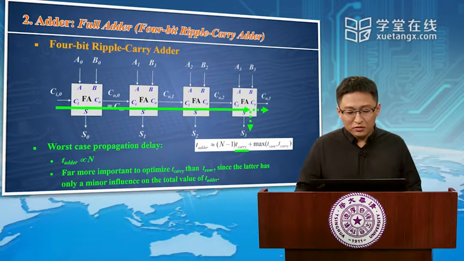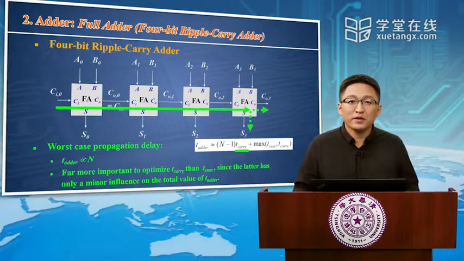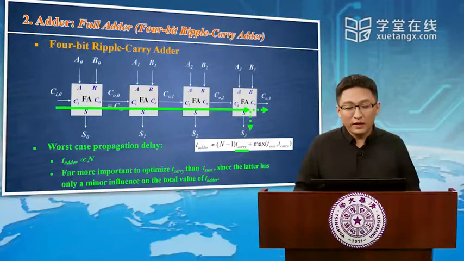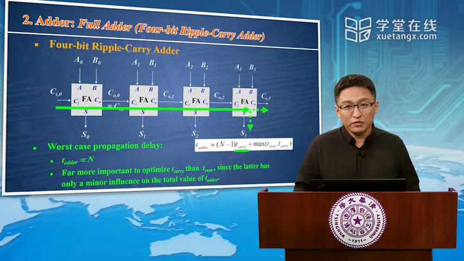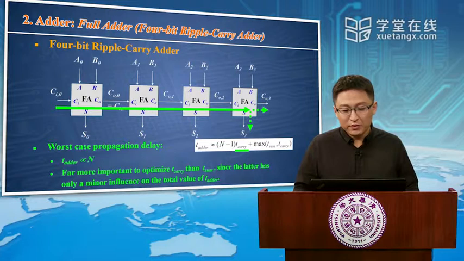And also from this expression, you can find out it is far more important to optimize T carry, because T carry is multiplied by the number of the bits, right? So it is far more important to optimize T carry than optimizing T sum, since this one is multiplied by n-1. Therefore T sum has only a minor influence on the total value of T adder. So this is the expression for the ripple carry adder.